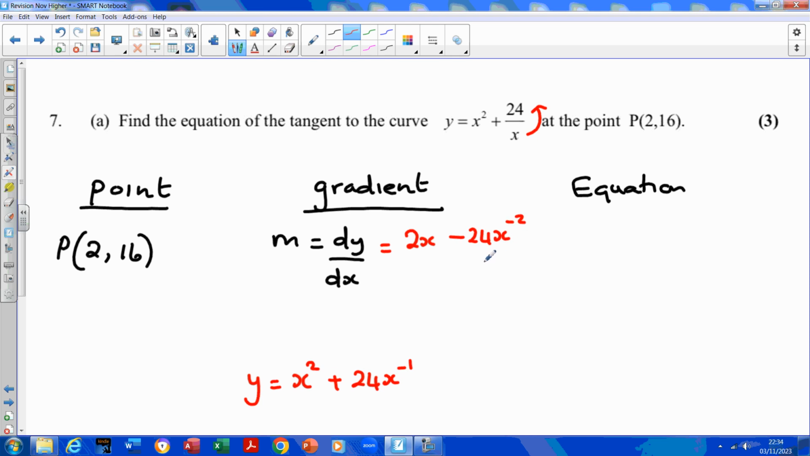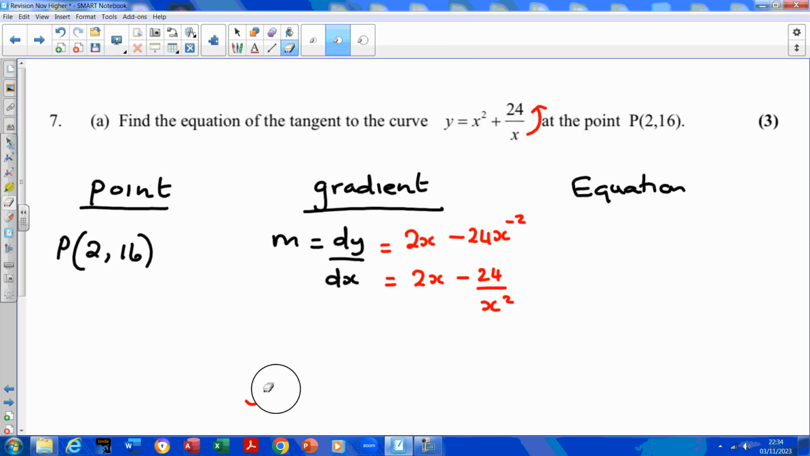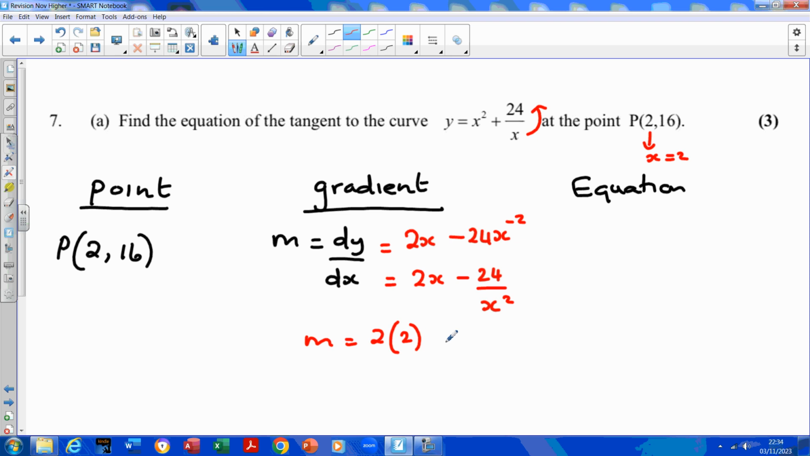Now I want to substitute a number in there. So I need to get rid of that negative power. So I've got 2x minus 24 over x squared. Now, we'll always substitute in the value for x because the gradient is a number. So x value is 2, x is equal to 2. So therefore the gradient is equal to 2 times 2 minus 24 over 2 squared. 2 2's are 4. 2 squared is 4. 24 divided by 4 gives us a value of 6. So 4 minus 6 is equal to -2. So gradient is -2.